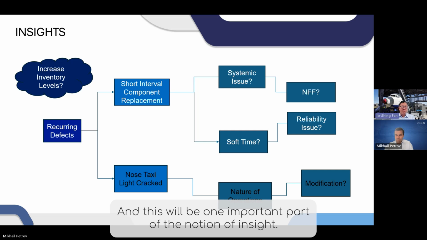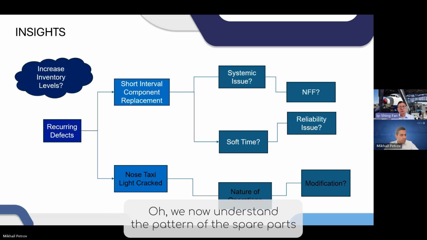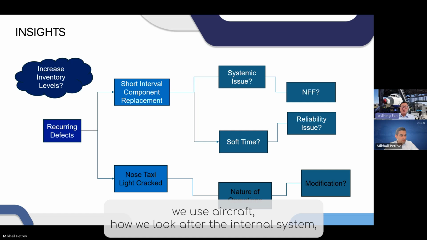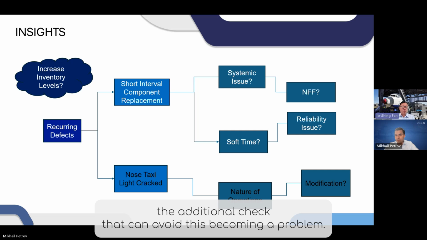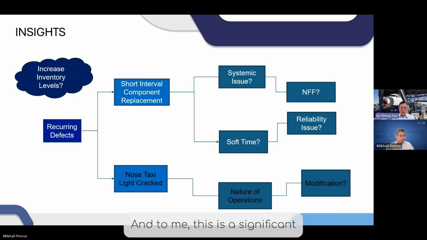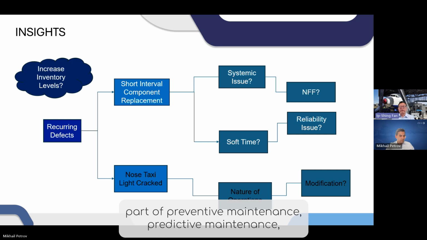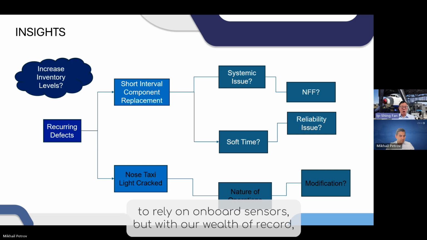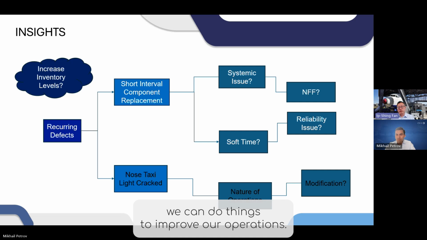And this will be one important part of the notion of insight. It is not only the fact that, oh, we now understand the pattern of the spare parts that we need to buy, but the opportunity to go into how we use aircraft, how we look after the internal system, and the additional checks that can avoid this becoming a problem. And to me, this is a significant part of preventive maintenance, predictive maintenance, whatever you want to call it, that we do not need to rely on onboard sensors, but with our wealth of records, we can do things to improve our operations.